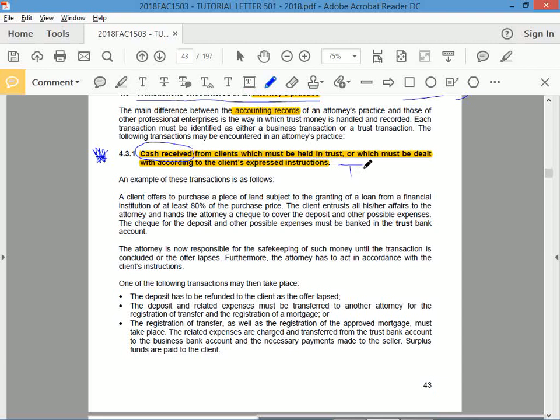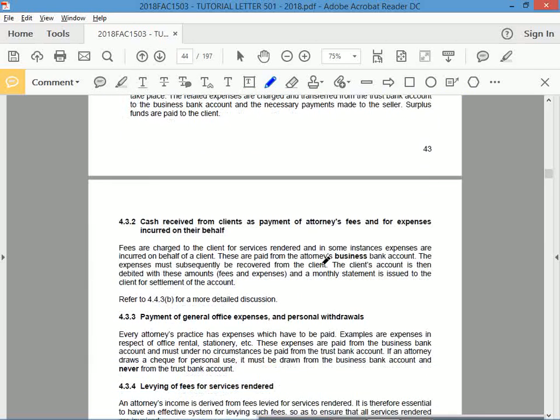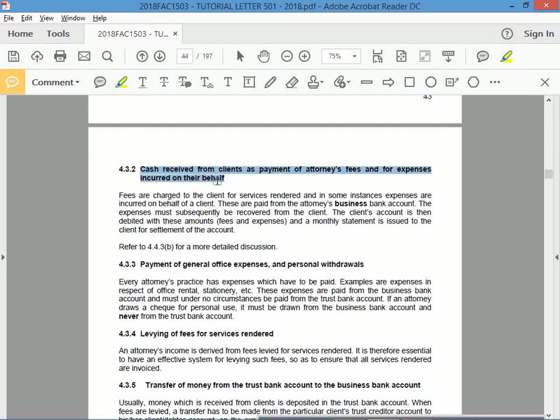Yes, okay. So trust CRJ. Okay, because the client is giving you money. Okay, next one. Cash received from clients as payment of attorney's fees and for expenses incurred on their behalf. Okay, you've received cash from clients as payment of attorney's fees and for expenses incurred on their behalf.